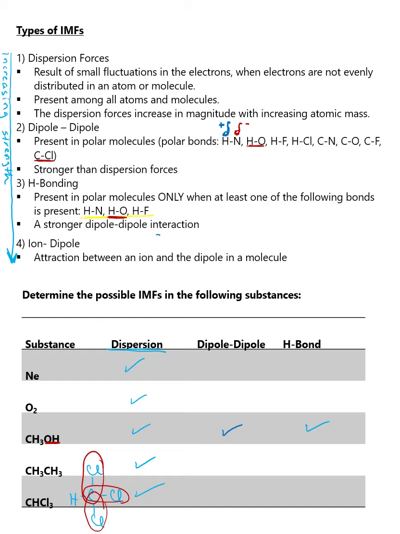Since you do have polar bonds, you're going to have dipole-dipole for that one. Now, about the hydrogen bonds, C-Cl is not a polar bond that is going to give you hydrogen bonding. For you to have a polar bond that gives you hydrogen bonding, you need to have hydrogen bonded to nitrogen, oxygen, or fluorine. One of them, at least one of them. So you don't have hydrogen bonding for this trichloromethane. You do have dipole-dipole, but not hydrogen bonding.